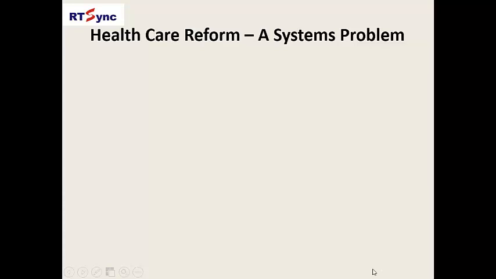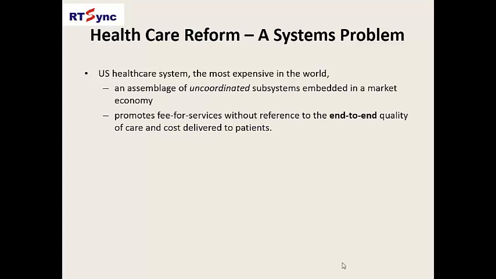Let's talk about healthcare reform as a systems problem. The U.S. healthcare system is the most expensive in the world. It can be considered as an assemblage of uncoordinated subsystems such as doctors, hospitals, labs, etc., embedded in a market economy, which promotes fee-for-services without reference to the end-to-end quality of care and cost delivered to patients.